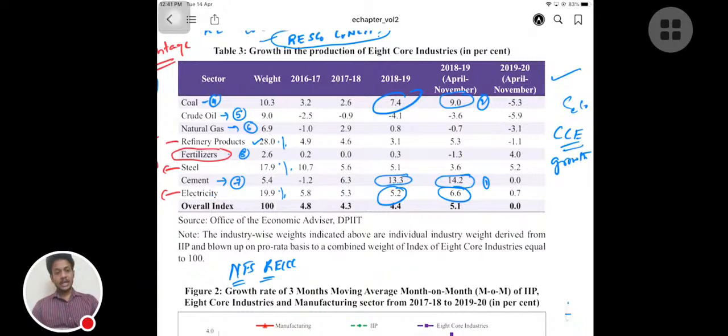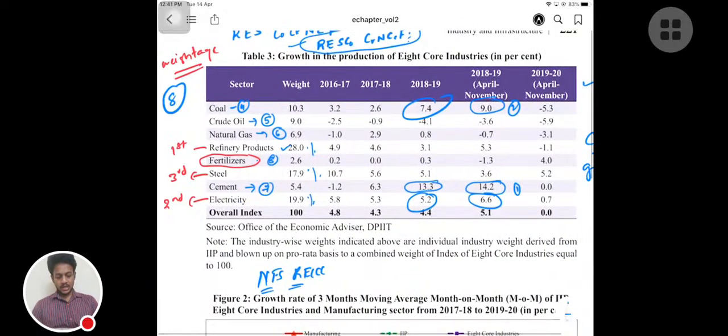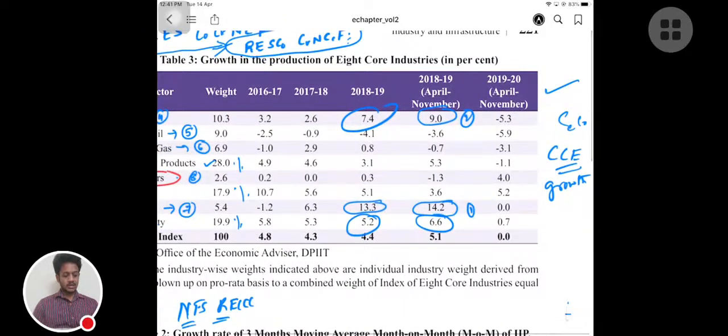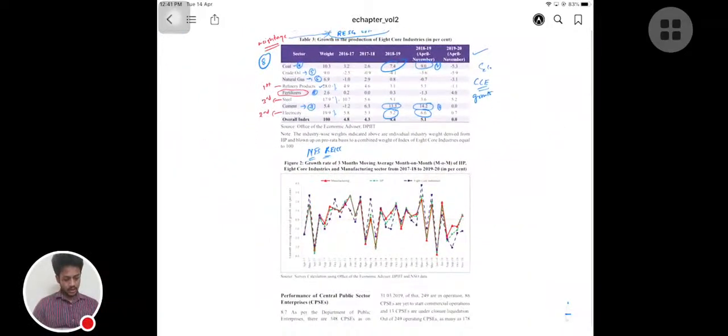This is what weightage wise. So this part is weightage wise. So weightage, this is the logic: RESCO, CR and CEF. When it comes to the growth part, cement, coal and electricity. So this is what you should remember as part of this. Got it? So let me go to the next page.